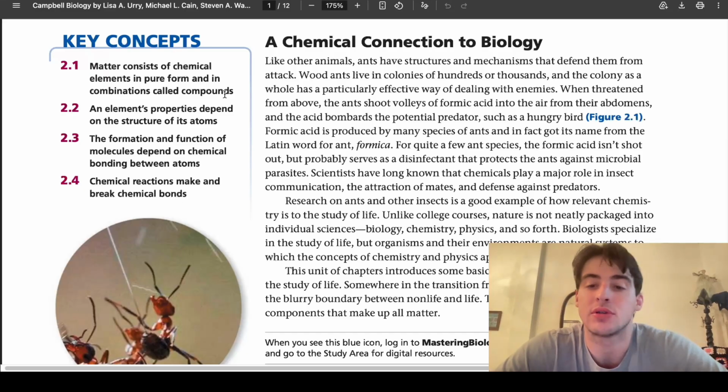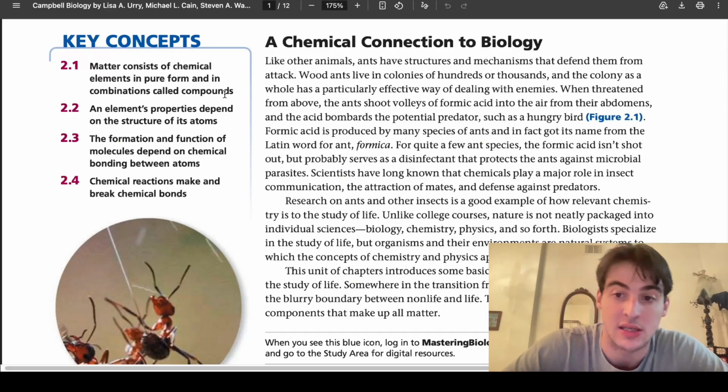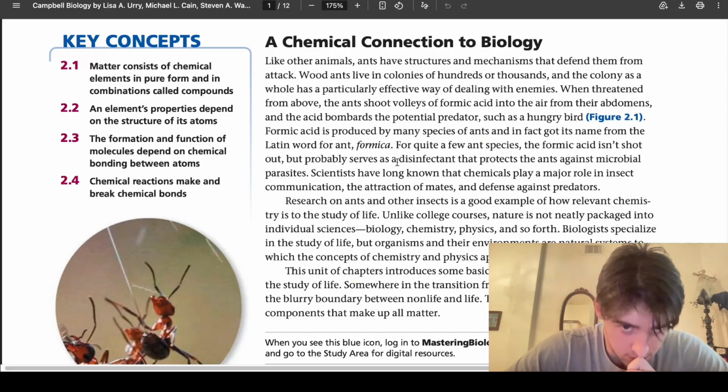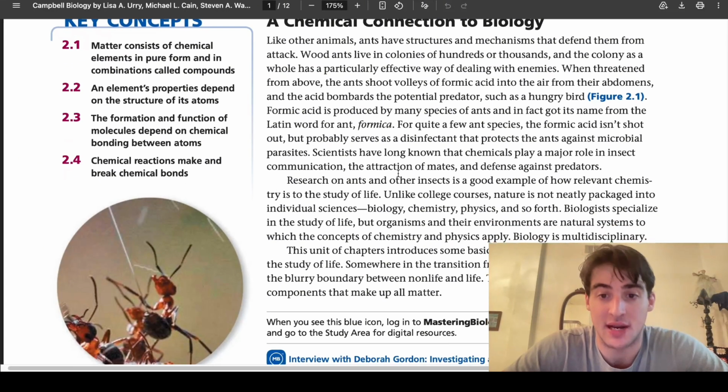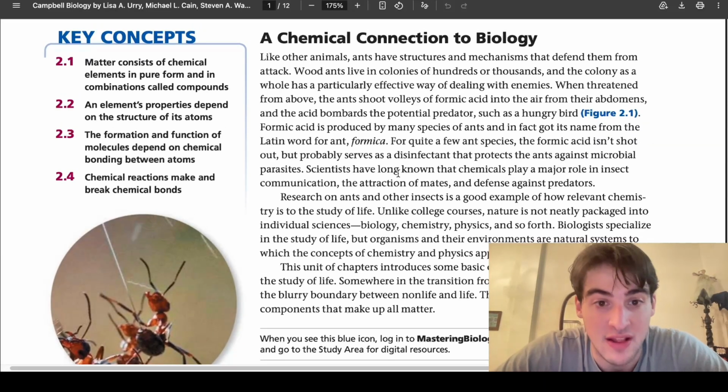All right, so I was wrong. Did anybody guess formic acid or acid of some kind? Because you would be right. Formic acid is produced by many species of ants, and in fact got its name from the Latin word for ant, formica.